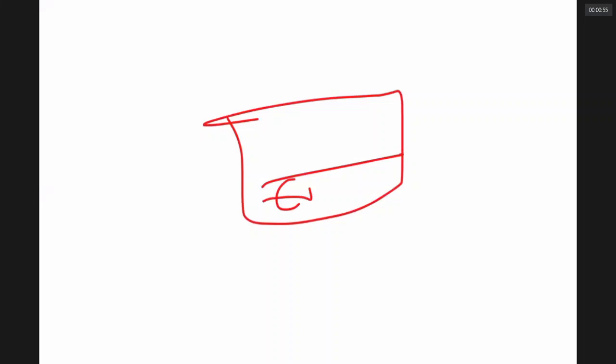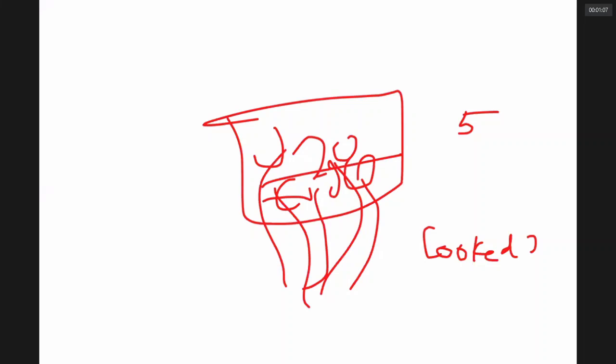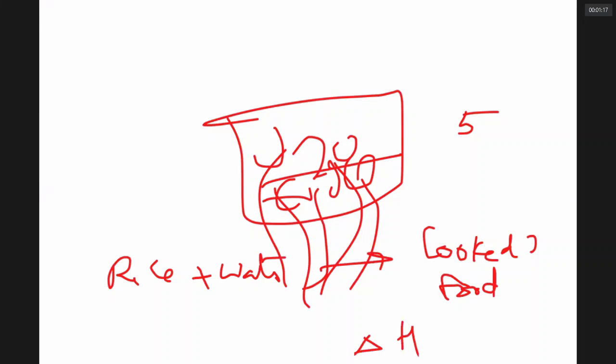Sometimes you take rice in a container and put it in the container for 5 minutes. Can the food be cooked? No, sir. You have to heat it, right? Yes, sir. So, rice plus water gives rise to cooked food. It requires heat to be absorbed. Delta H is positive.